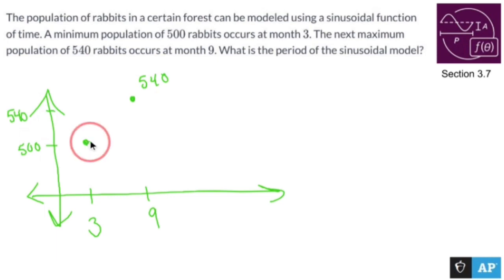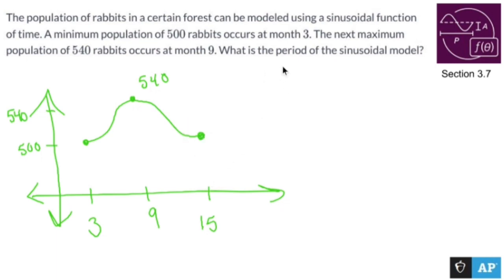So if this is sinusoidal, you're going to look like this, which means this is half of a period. So to complete the process, if it takes 6 to get half of a period, that means the next half of the period, or to complete the period, you're going to add 6 to 9, which is 15. So this guy can come back down and complete its cycle at 500 again.